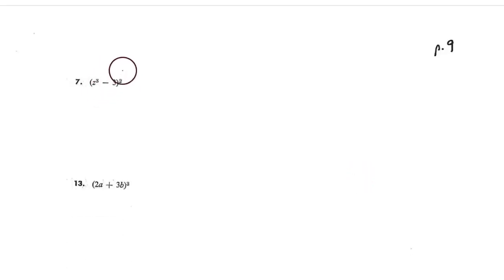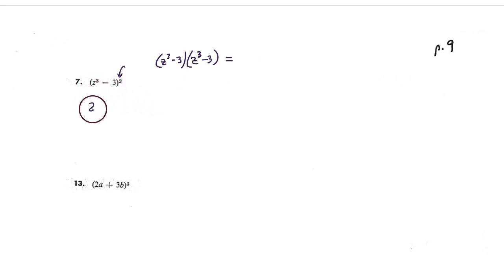Here we have a binomial and we're squaring it. You can do FOIL. You can write z to the 3 minus 3 times another z to the 3 minus 3 and then find the answer using FOIL. Or you can use the shortcut version.